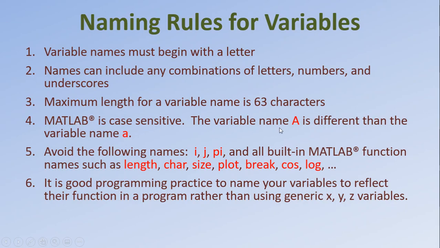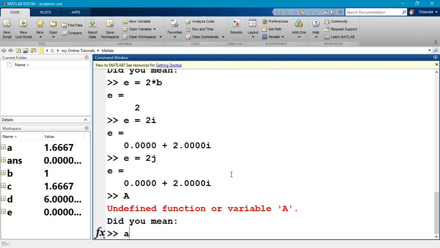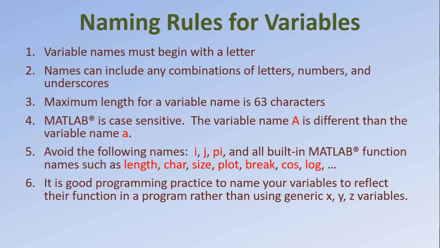MATLAB is case sensitive, so capital letter A and lowercase a are very different. Now let me just try to illustrate this. So far all my variable names just happen to be lowercase. Now if I issue the command A to MATLAB, it does not know what A is. Instead it asks me, did I mean lowercase a? Because it found lowercase a, so it feels like maybe that's what I meant. It's suggesting it. I need to press enter for it to accept this. But then capital letter A is not defined at present in my workspace.